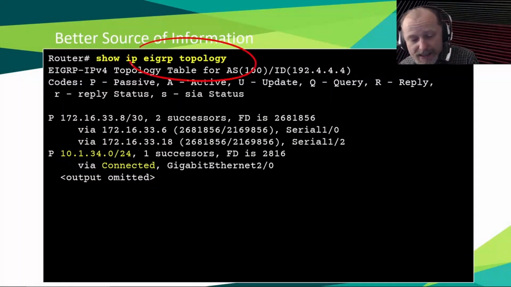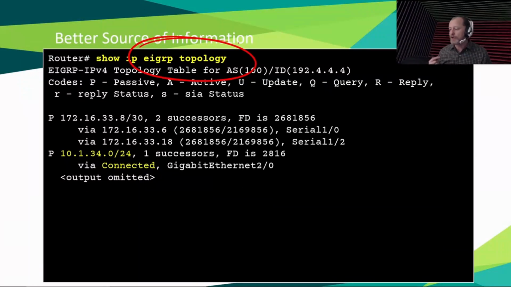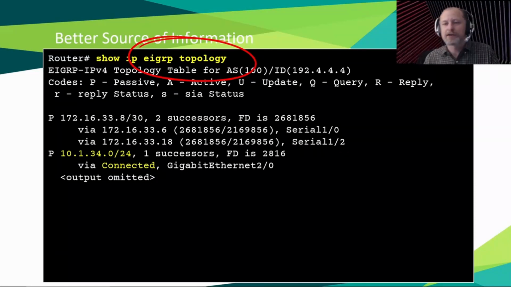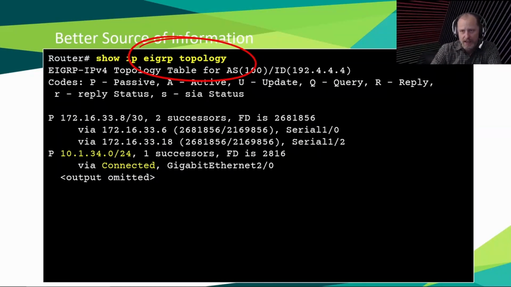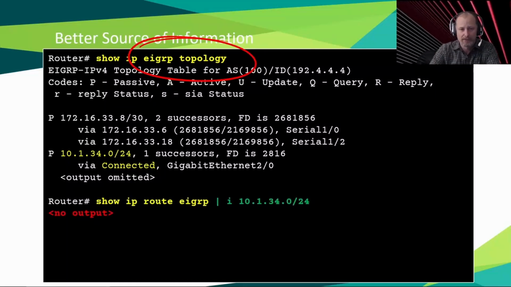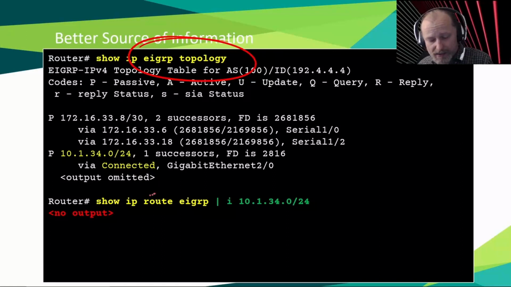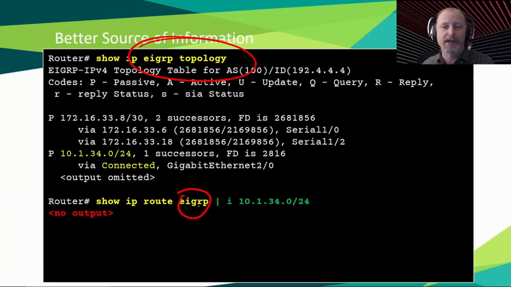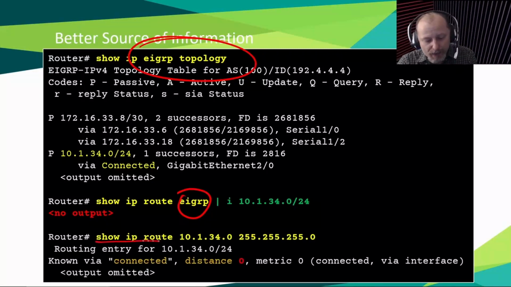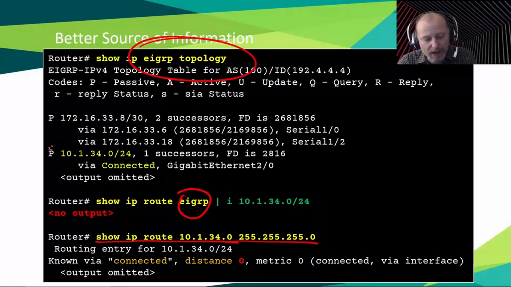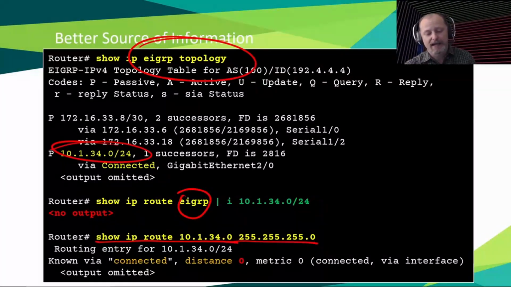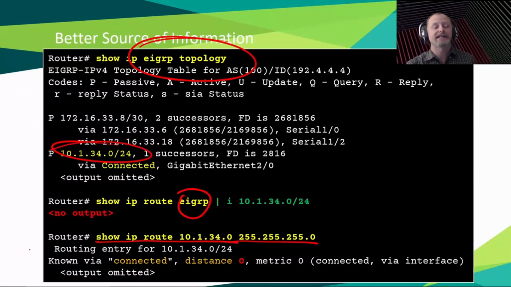So we're looking at the topology table, not the routing table. And there's our subnet, 10.1.34.0/24. We can see we learned via connected. If we look at the routing table, we can see that it's not there. Well, because we're only looking for EIGRP routes, okay? If we look at the routing table specifically for that prefix, that subnet, and not specify EIGRP, we can see, oh, it is in fact in the routing table.